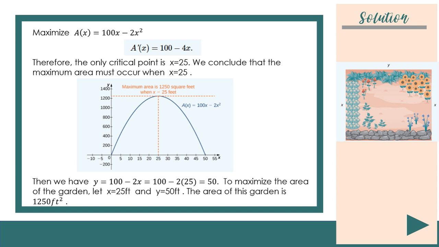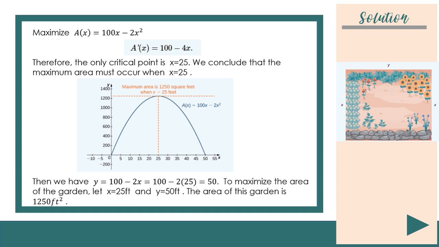So if we look at this derivative we have, if we equate this to 0, the value that we would get is only one value, which is x is equal to 25. So there are no other possible values. Therefore, we can also conclude that our critical point is x is equal to 25. I also presented here a graph, or the representation of the equations we have. So the maximum area is 1,250 square feet when x is equal to 25 feet.